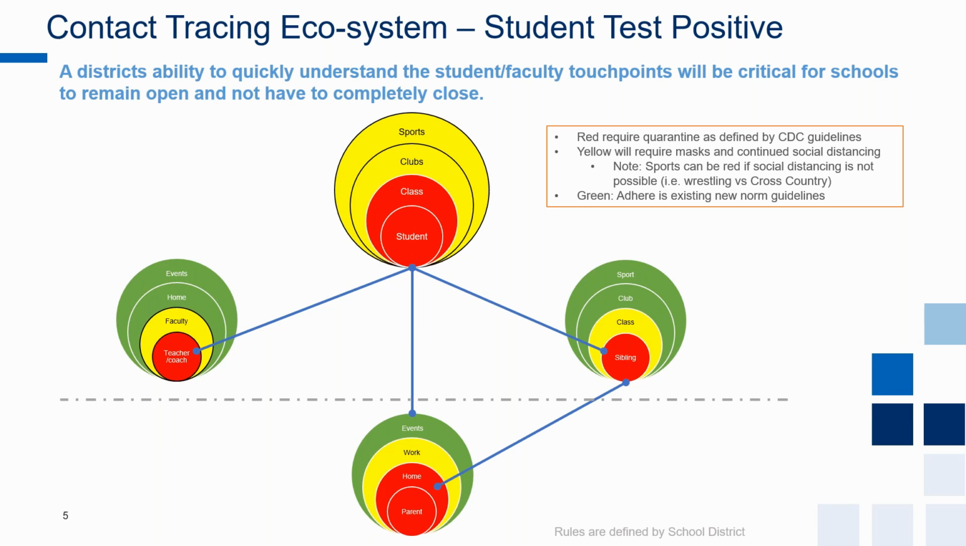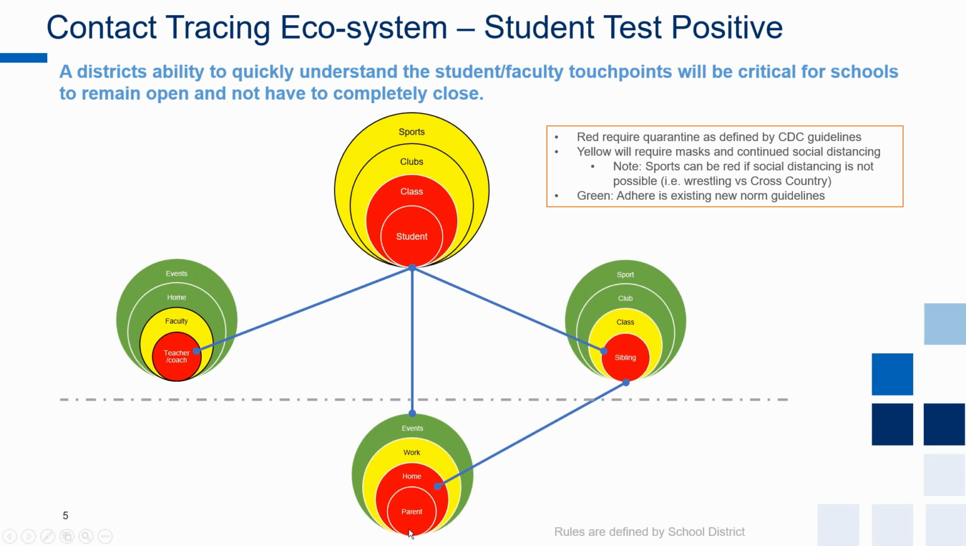Student tests positive. Do we have a plan in which we can react to that? So in this example right here, I've got a student that tests positive. What is our plan for the class? What is our plan for the clubs? What is our plan for the sports in which that student is? What is the plan for the teacher and coach that taught that student? The faculty who are in the buildings of that teacher?